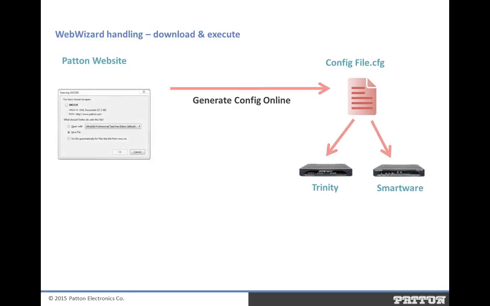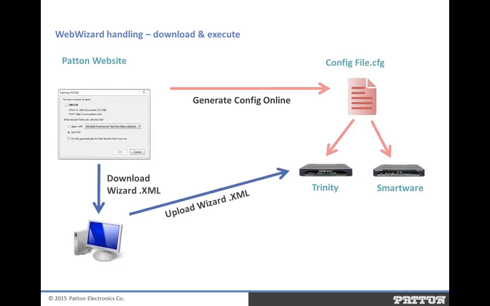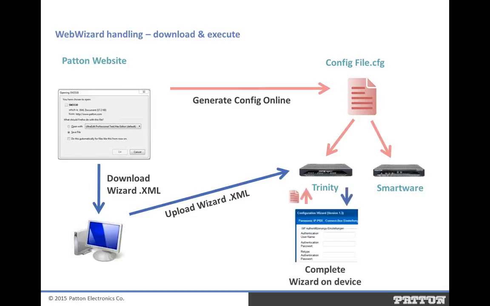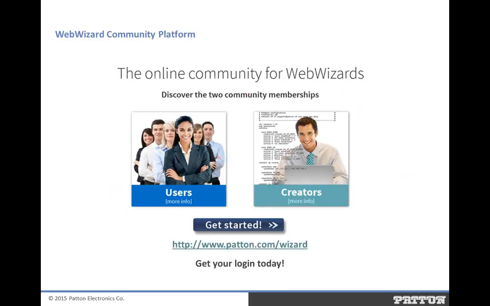The other option we offer is for anyone to download that XML wizard file, upload it to any Trinity device, and from there generate a config for that Trinity device. So these are the options and an overview of how to use the wizard XML file. And now it's time to give you some more information about this community platform, where Tanya will walk you through this in more detail.